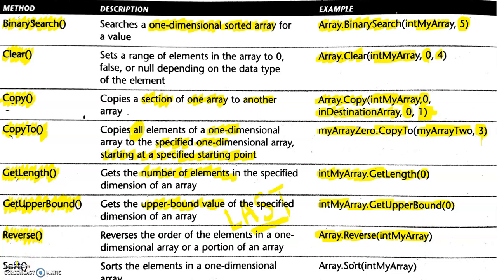In the last we have sort. Sorting means it will sort your array in ascending order. Simply write the array dot sort, and in the parameter provide the name of the array which you want to sort. Right, so this is about some basic or common methods.